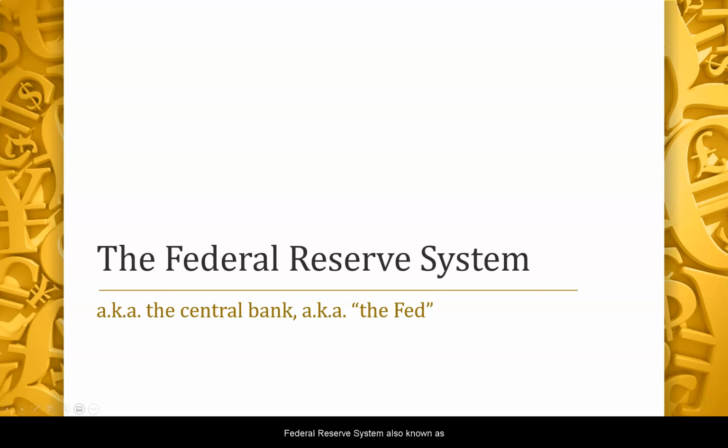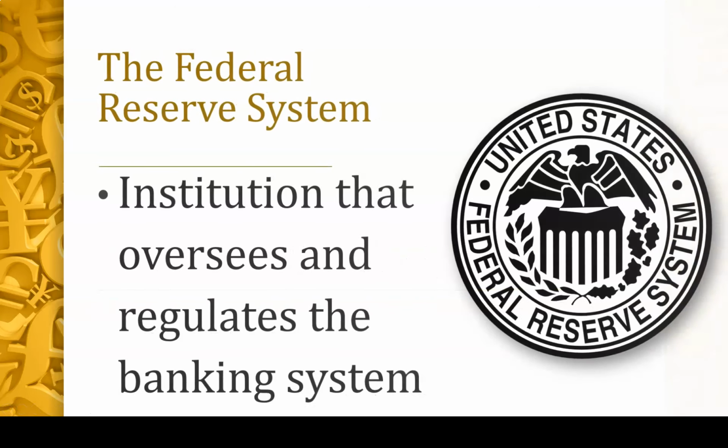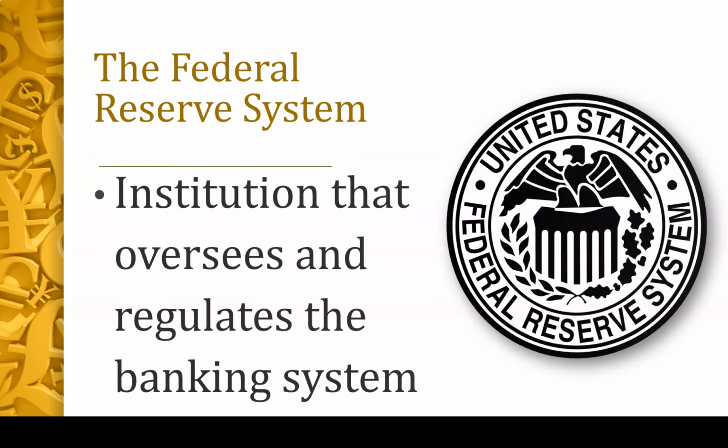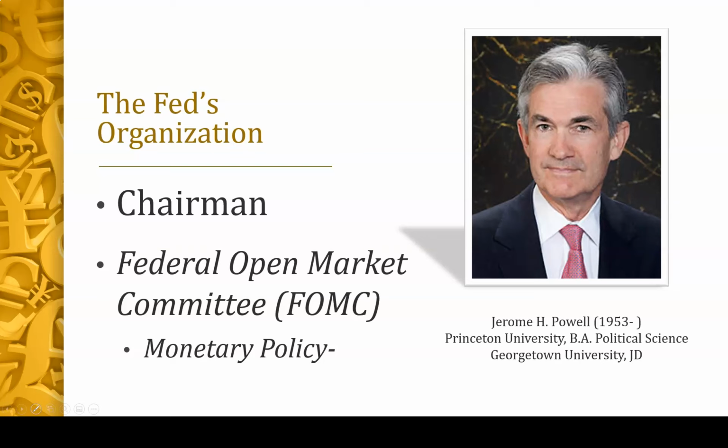The Federal Reserve System, also known as the central bank, also known as the Fed. The Federal Reserve's primary function is to regulate all banking institutions that are members of the Federal Reserve System. It is organized by a chairman who is appointed by the United States President and confirmed by the United States Senate. The chairman or chairwoman works along with the Federal Open Market Committee.